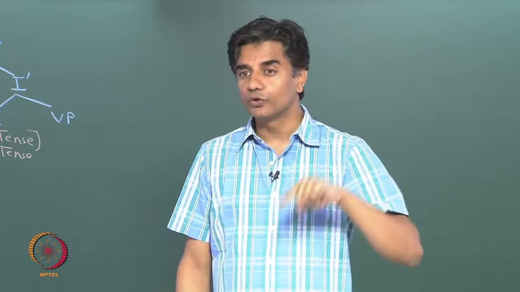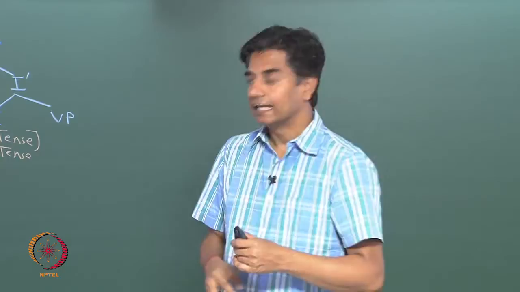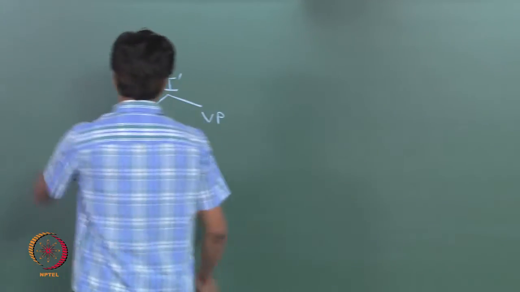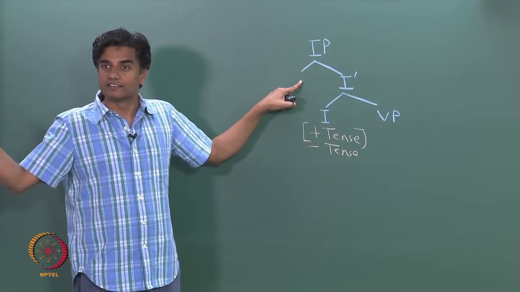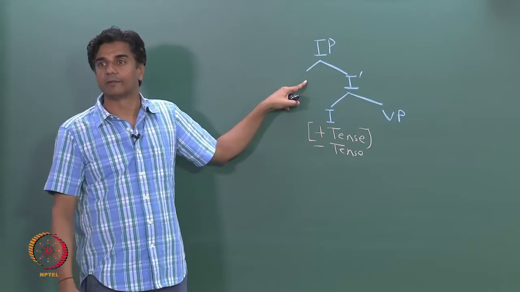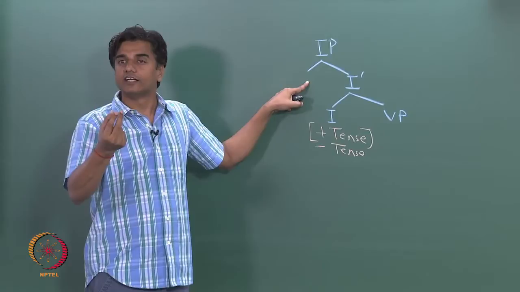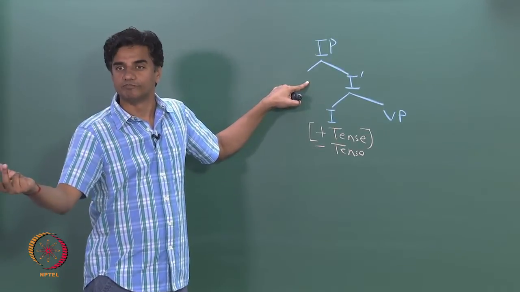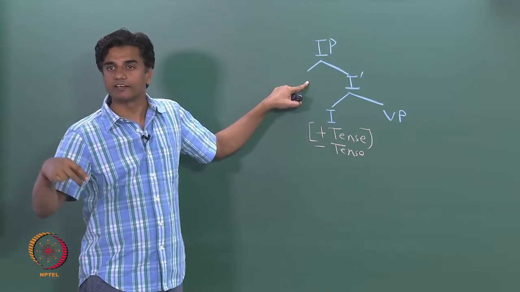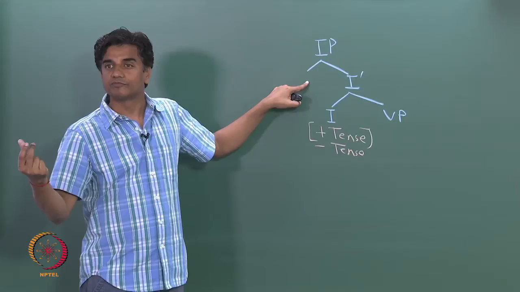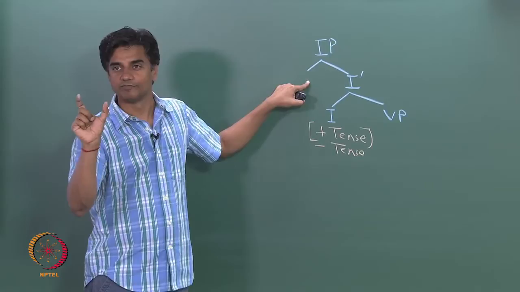For him to go to Delhi is the subject of this sentence, the whole sentence. That is, in the spec IP position, what comes is the whole thing in the red bracket. You see that? Because the sentence is just like, John is my friend, right? In the sentence John is my friend, the subject is John. Whatever comes before is the subject.